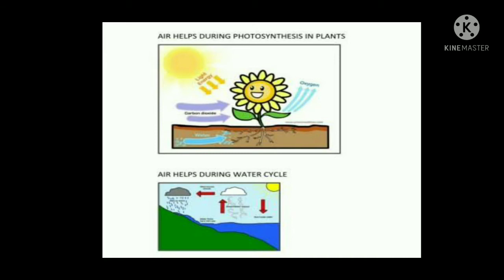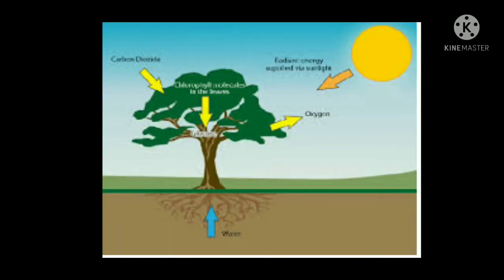Air also helps during the water cycle. When the water gets heated up, it evaporates. The air facilitates the movement of the water vapor. Children, you know very well that plants need air for the process of making food, that is photosynthesis. Carbon dioxide is taken in and oxygen is given out. So for this also air is needed because both carbon dioxide and oxygen are gases which are a part of air.